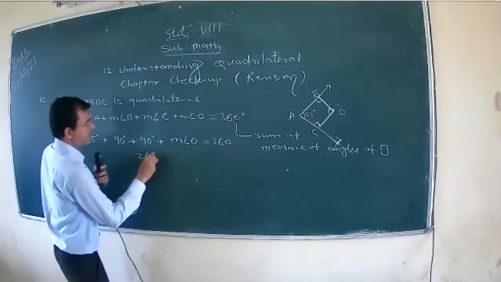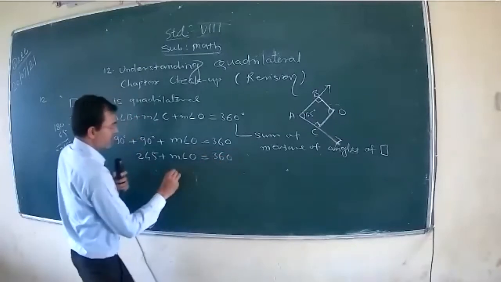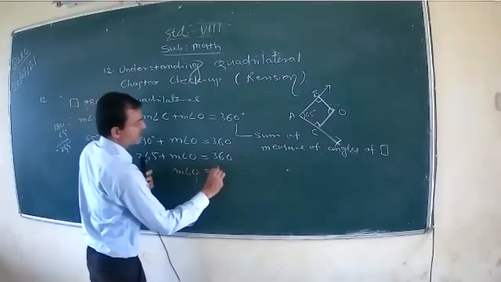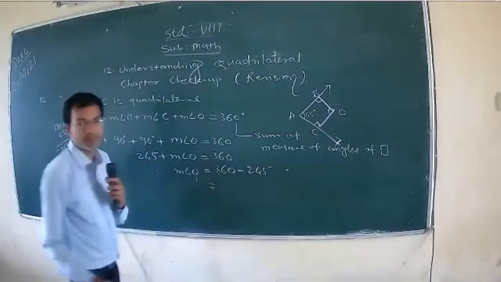45 plus measurement of angle O is equal to 360. Then measurement of angle O is equal to 360 degree minus 245. So what can you get here?